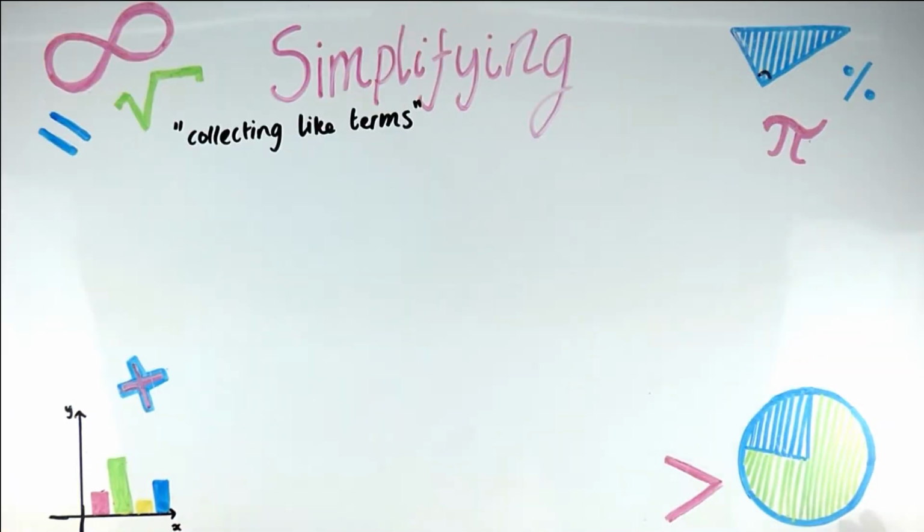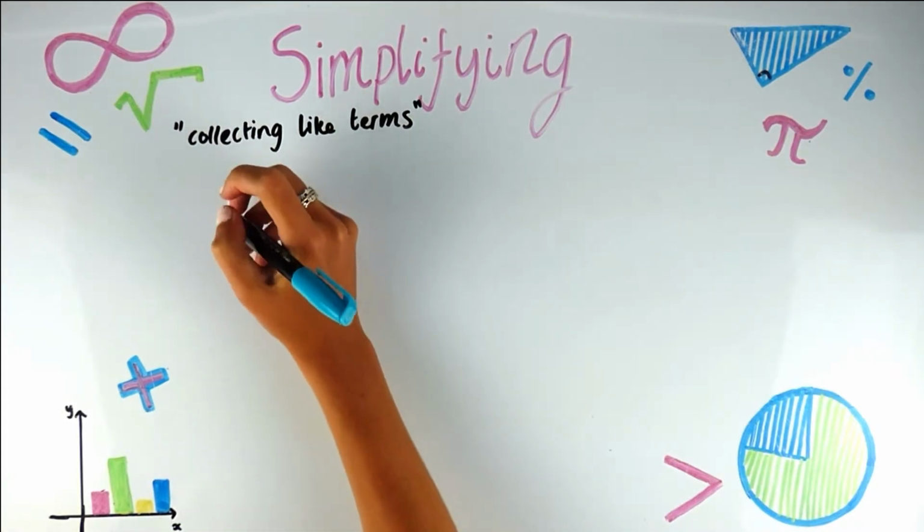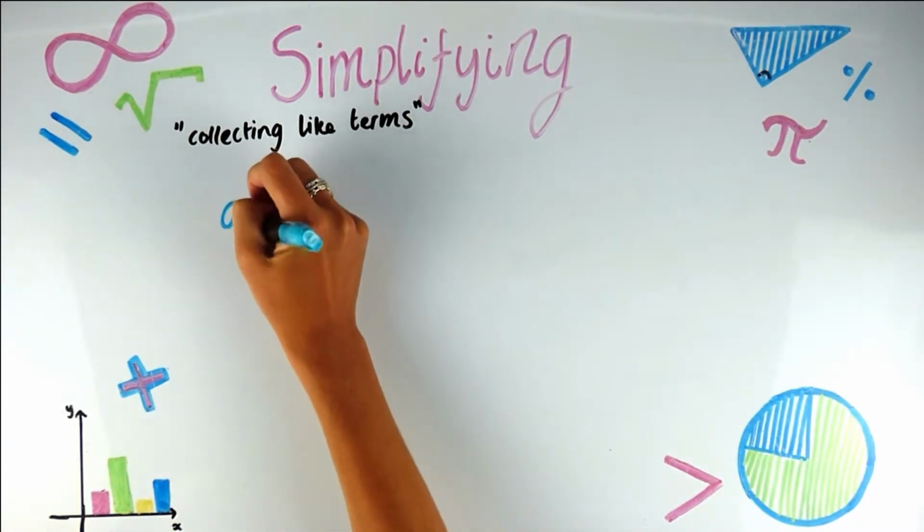So we're now going to look at simplifying, which I've already written out, and that is because I cannot trust myself to spell it correctly on camera. So let's have a look at some examples.